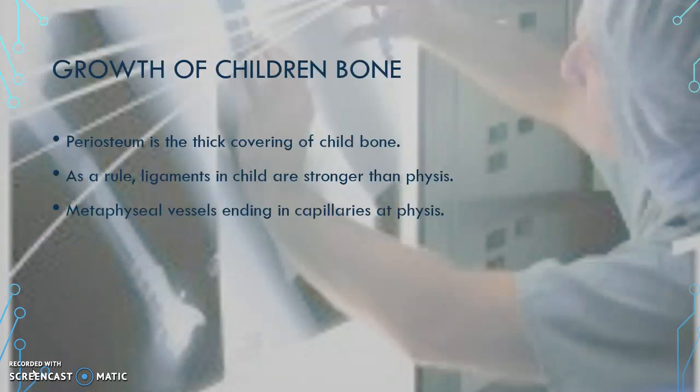So mainly, the periosteum is thick and richly blood supplied, and the ligaments are stronger than the physes, so there are a lot more injuries of the physes as compared to the ligaments. And the metaphyseal vessels end in capillaries at the physis area, and this is a crucial region.